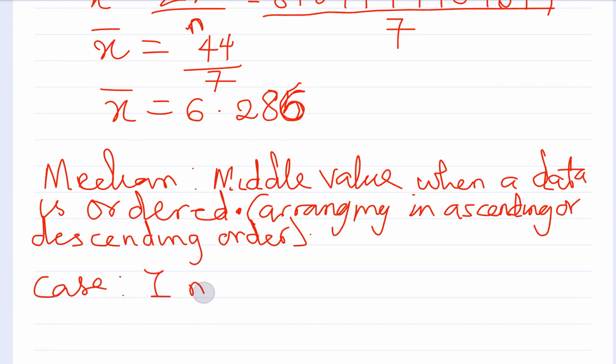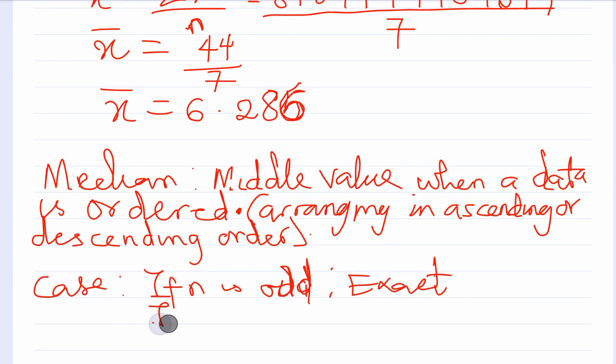if n is odd, that means if you have data that is odd, like the example above, where the data is 7, then obviously we will have one number in the middle. So if it is odd, you will have the exact number in the middle here. I will explain with the example.